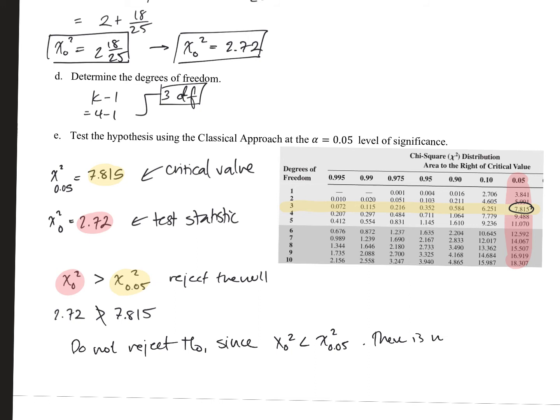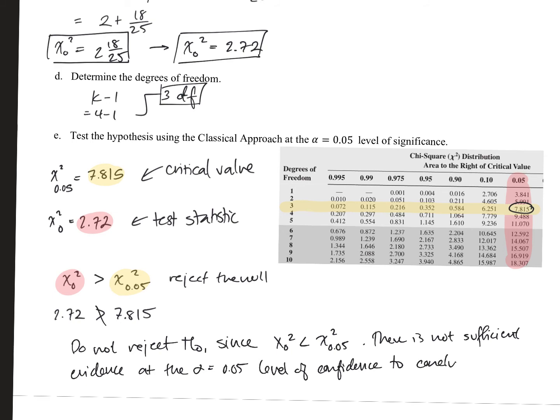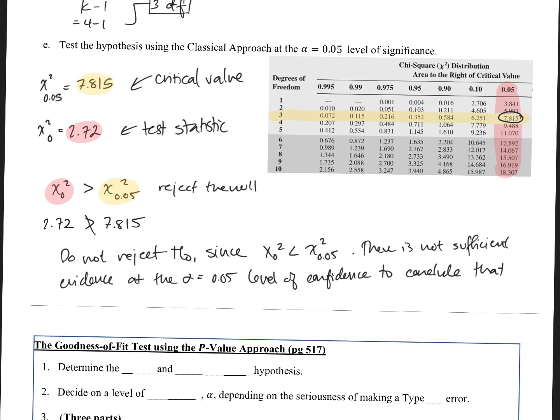there is not sufficient evidence at the alpha equal to 0.05 level of confidence to conclude that any of the proportions is different from the others.